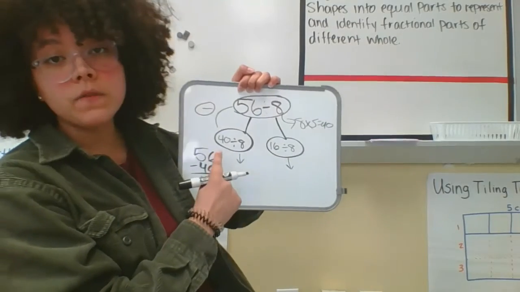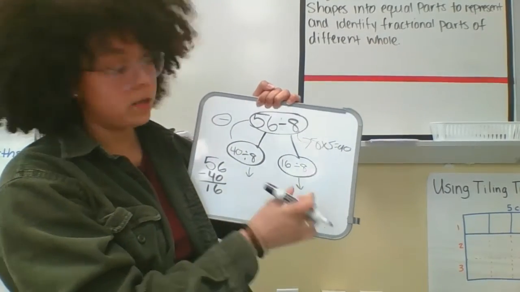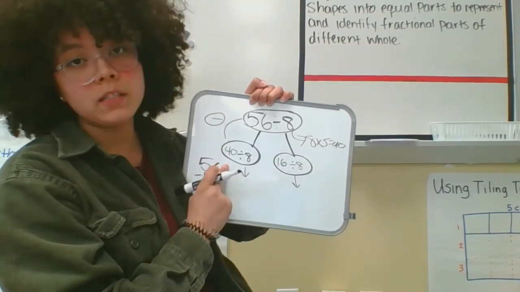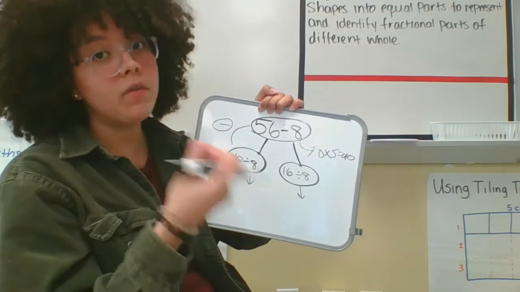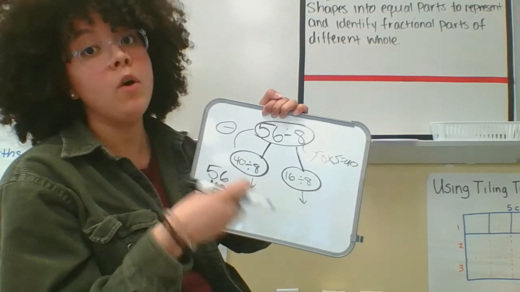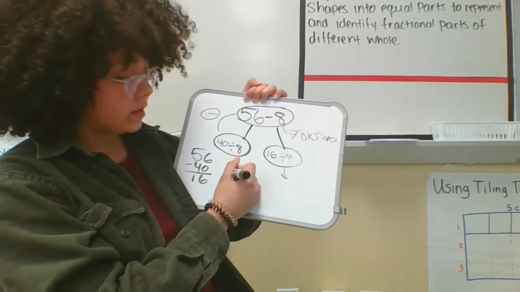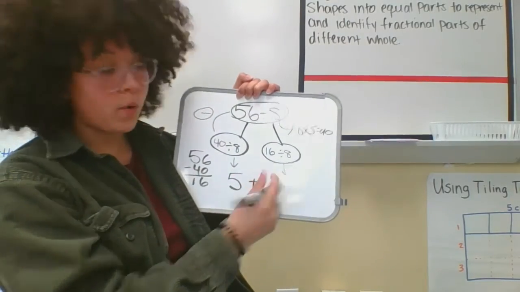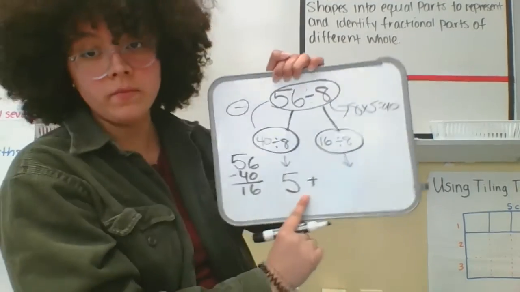Next, we want to find the quotient of each of our parts. So if I multiply by 5 to get to 40 using inverse operation, I already know that the quotient of 40 and 8, or 40 divided by 8, is 5. We're going to combine by addition.